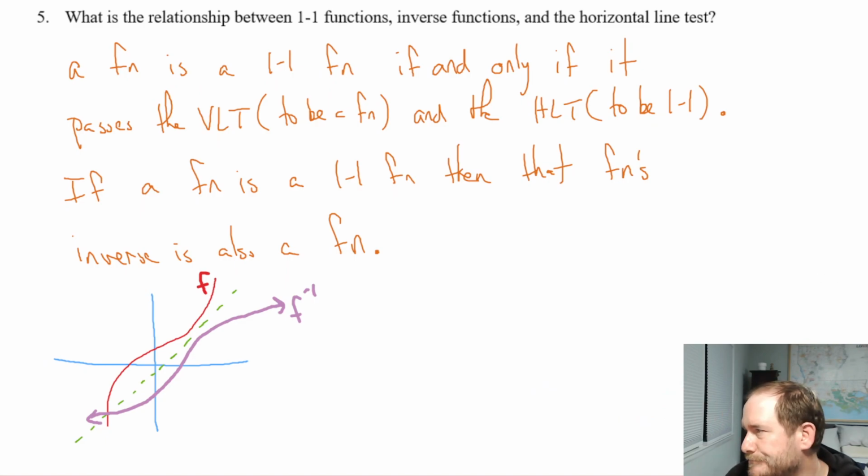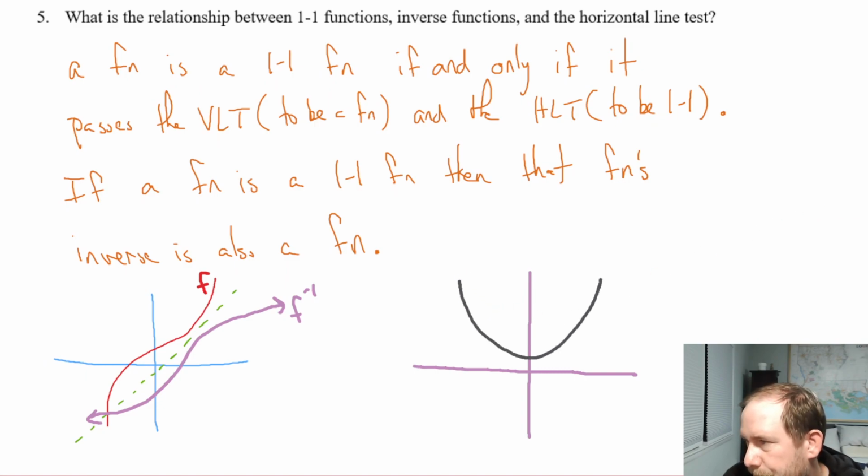As opposed to something like this. So this is function g, and it is a function because it passes the vertical line test, but it surely fails the horizontal line test. And that's problematic because now if we let this graph be reflected over the line y equals x, then we get this.